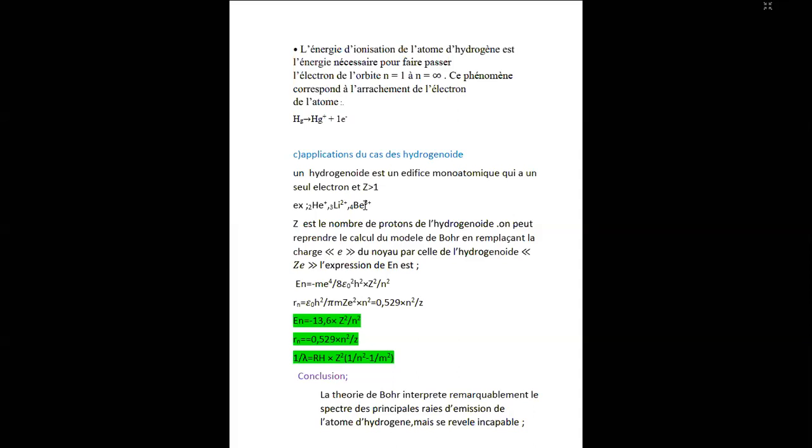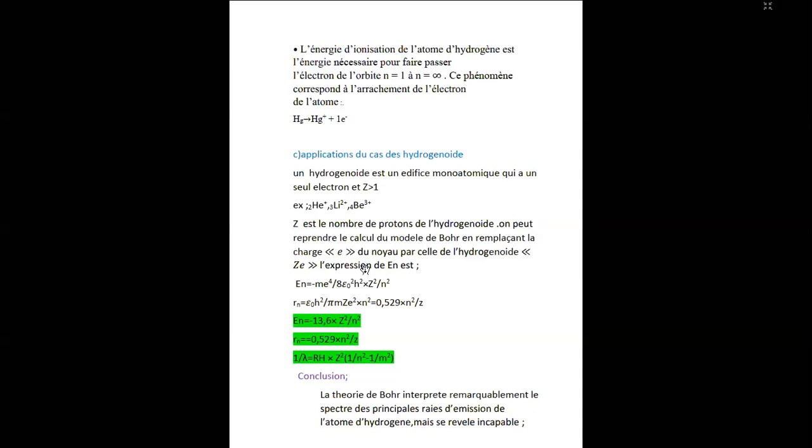It's not something which is difficult. You know that Z represents the number of protons. So Z here is 2, Z here is 3, Z here is 4, for the hydrogenoid. On peut prendre le calcul du modèle de Bohr en représentant la charge E du noyau pour le hydrogenoid. So if we want to calculate for a hydrogenoid, we place the charge here. What defines the charge of an atom is its number of protons. So when I say charge, I mean the number of protons of that atom. So I replace the charge by Z, the charge of the hydrogenoid.